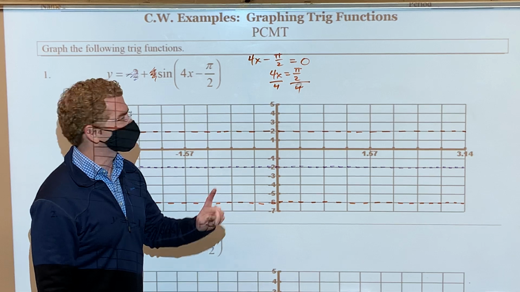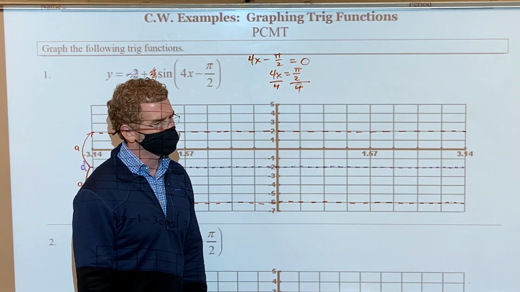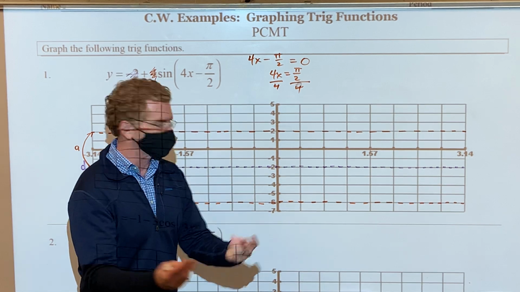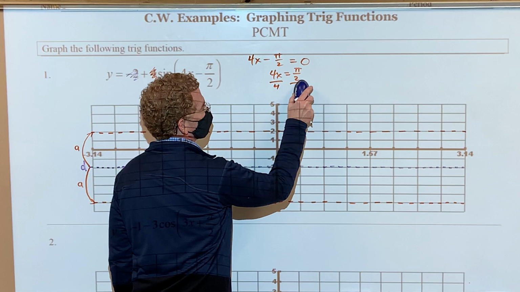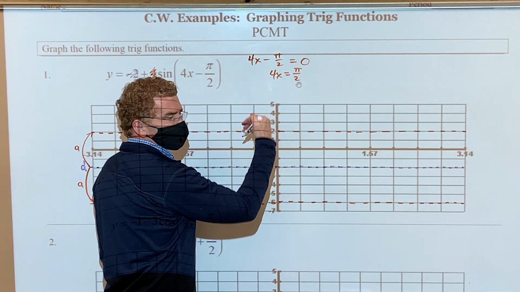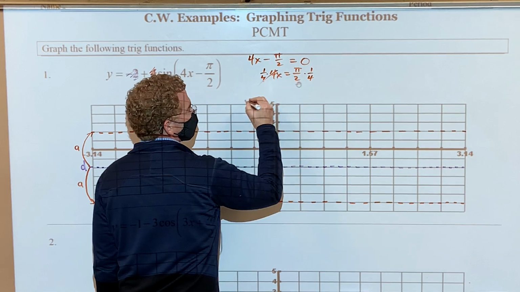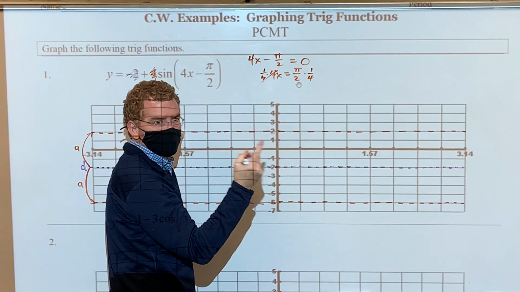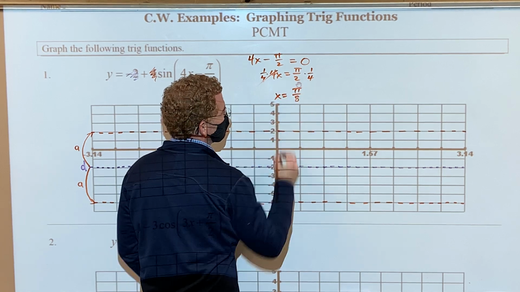Now a lot of people make a mistake. They see this and they cancel the 2 and they cancel the 4 and they get pi halves. That's not right. So here's my encouragement. You actually get pi over 8 here. And I think you'll see that more clearly if instead of dividing by 4, you just multiply by 1/4. You see that? And then you won't make that careless error on canceling. So x equals pi over 8.